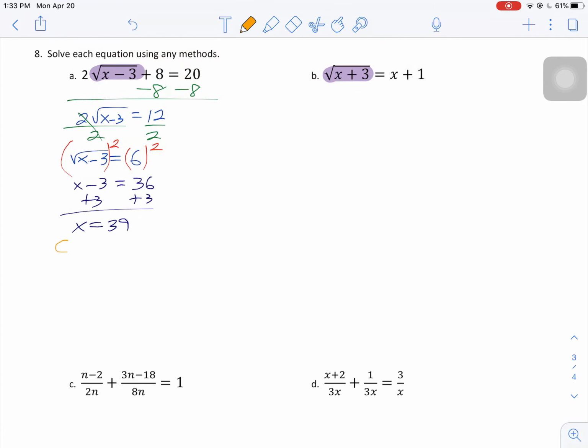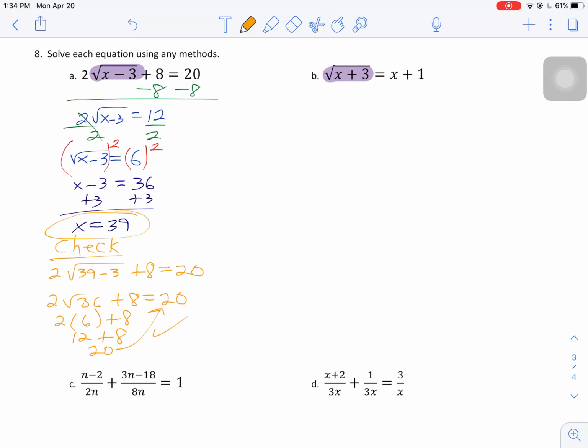Something we often forget to do with radical equations is check. We might have to throw out that answer. It might be an extraneous solution. So we take our answer, we go back to the original equation, and we just plug it in for x, simplify both sides, and see if it actually simplifies down to a true statement. So on this one, I think we're going to be good. Yep, because 12 plus 8 is 20. 20 equals 20. Yes, it does. So x equals 39 does work. We don't have to throw out the answer.